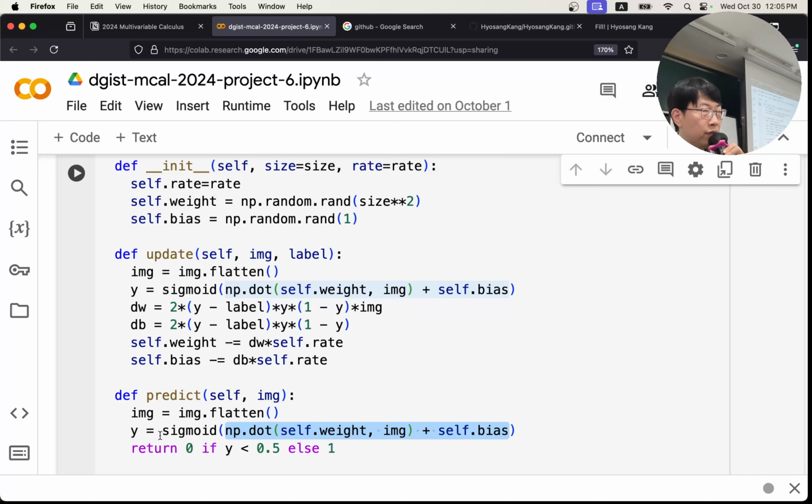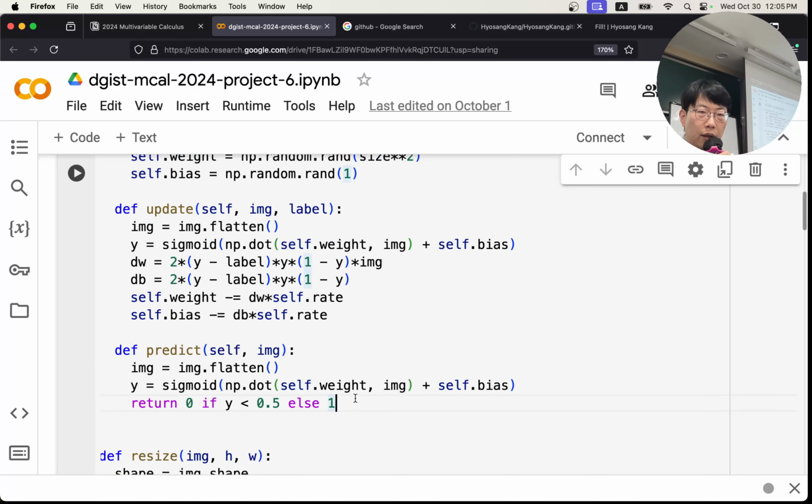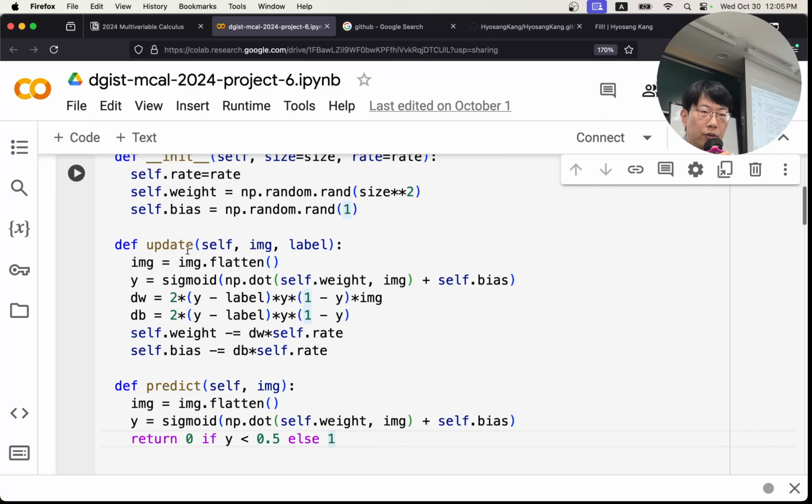So that's an activation function. Although I put that as y, it's actually z in our note, and return 0 if y is less than 0.5, and 1 otherwise. And that is actually in order to just predict, to test the model, test the accuracy. So what actually does the work is the update part. The update part computes the same thing, basically the same thing going on in the prediction part.